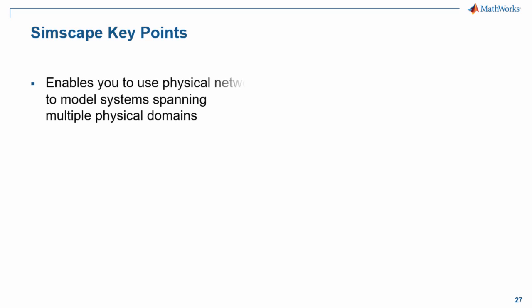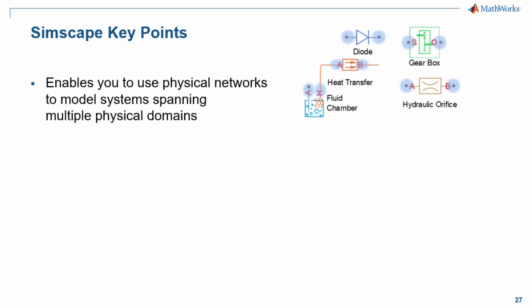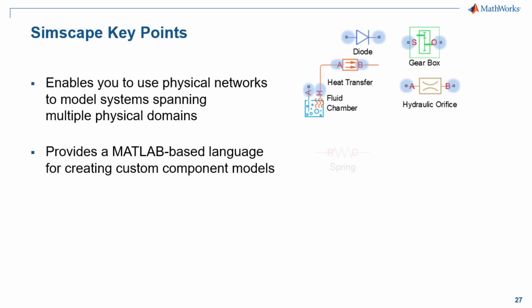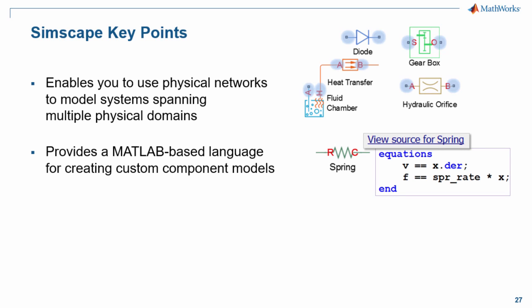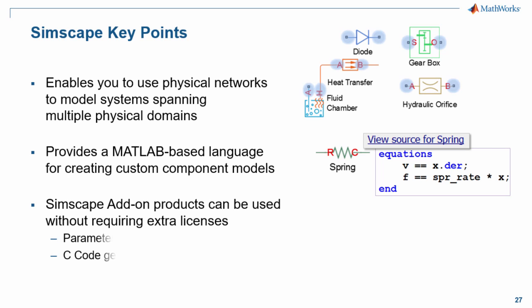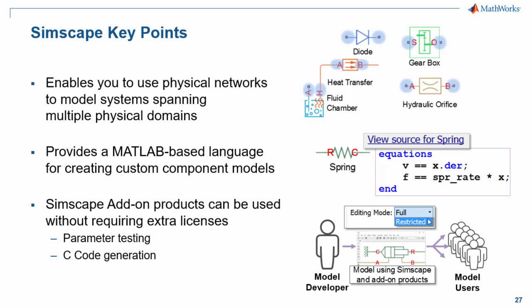In this presentation, we have seen that Simscape enables you to use physical networks to model systems spanning multiple physical domains. You can create custom components using a MATLAB-based language, and models that you create using the Simscape add-on products can be used without requiring extra licenses of those add-on products.